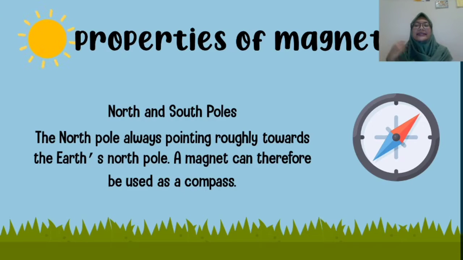So in this animation of a compass, we can see in the middle there is the magnet, right? They have two different colors, the red and the blue one. The red one is the North Pole and the blue one is the South Pole. So the North Pole of the magnet is always pointing up, and the South Pole is always pointing down in the compass.